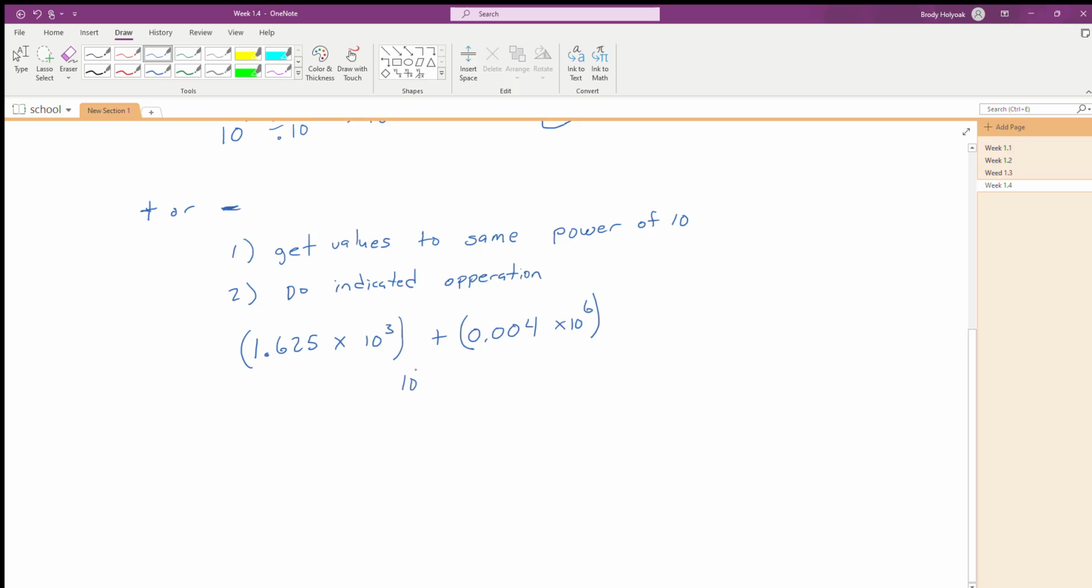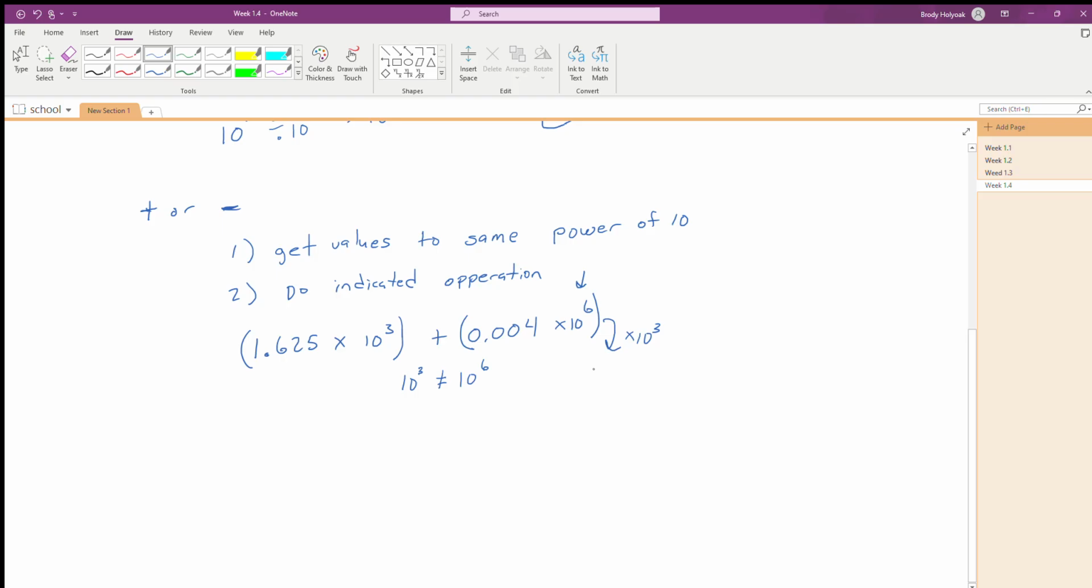Because right now, 10 to the third does not equal 10 to the sixth. Now we can choose. We can go either direction. We can make the 3 become a 6, or we can make the 6 become a 3. It doesn't really matter as long as we follow these rules. So in this case, I'm going to take this value, the 6, and I'm going to convert it into a 3. So this one I need to change until it becomes times 10 to the third.